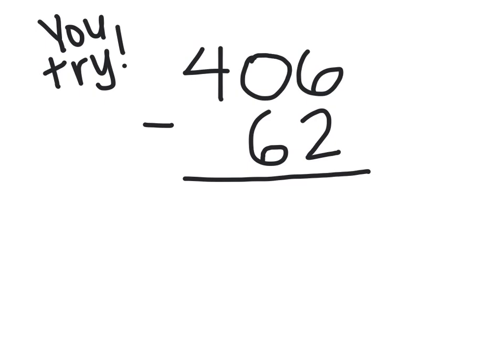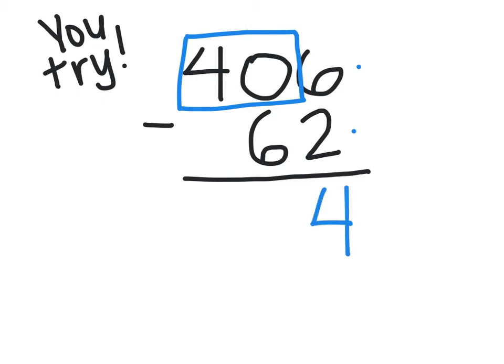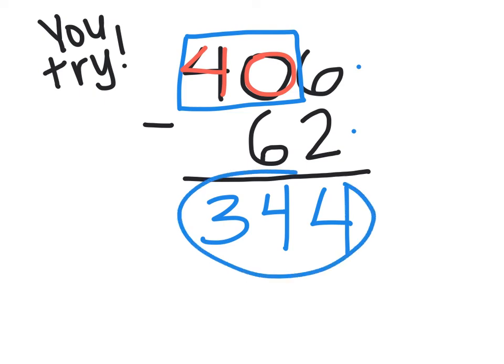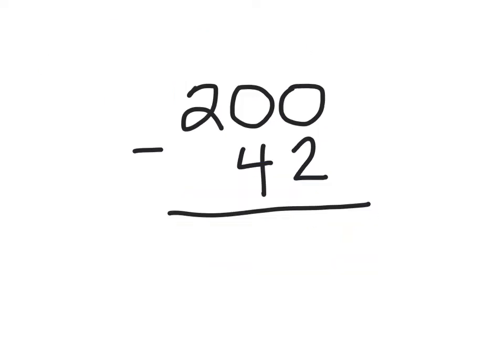All right, let's check it. Let's start out by grouping our hundreds and tens together. So we have 40 tens and 6 ones. When I look over at my ones, 6 minus 2 equals 4. And I've got 40. I can just look at this as a 40. 40 minus 6 equals 34. So my total is 344.